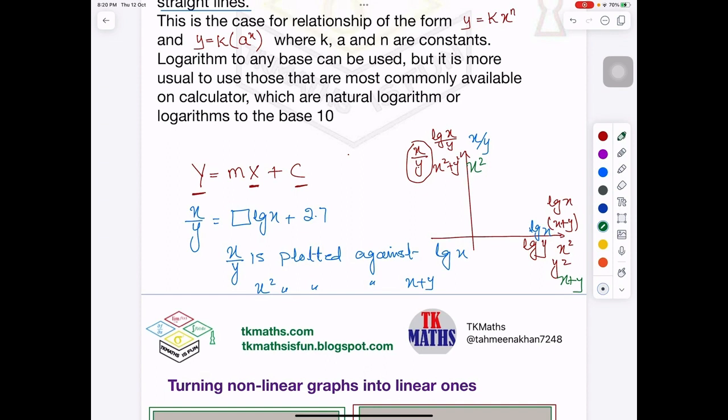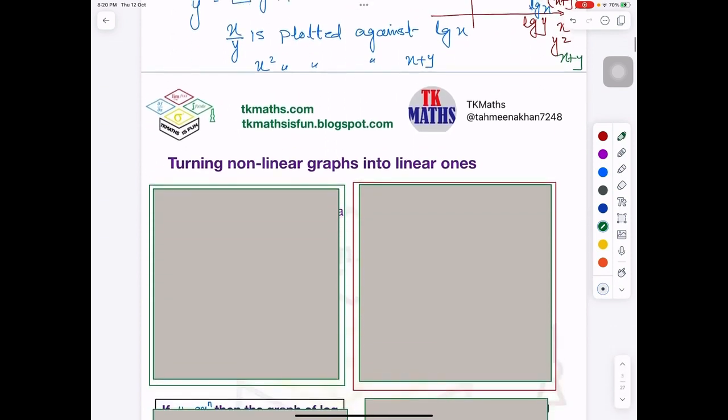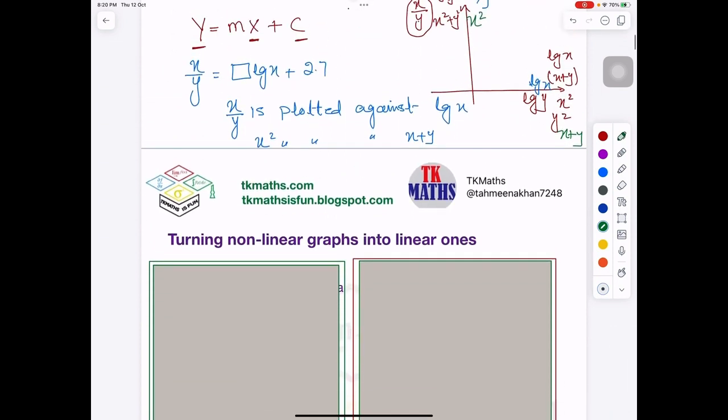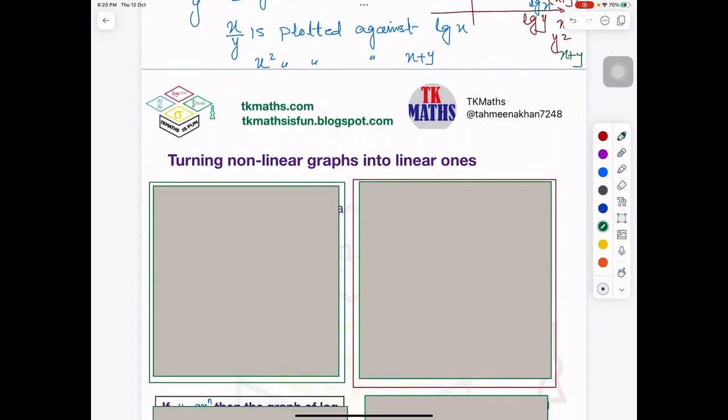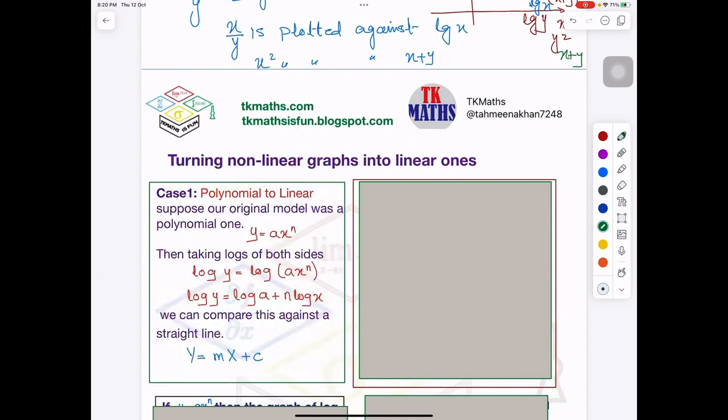Now we have to see how to change any non-linear equation into linear form. First, I am showing you two solved examples which I have written, and then I will solve one or two equations in front of you. This is video 1. I will make 2-3 videos in which I will take different examples. So we will study two cases here, polynomial to linear.